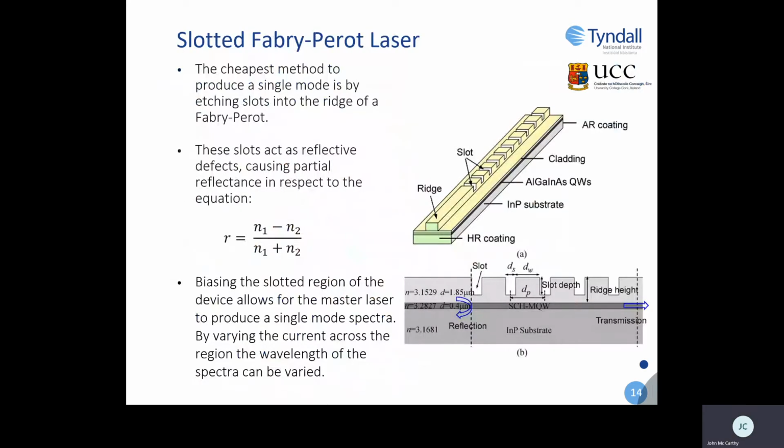So for telecommunications, it's ideal that the device is single mode. An easy way of achieving this is by creating a mirror region that has slots etched into the ridge. These slots are etched to a point above the active region and act as reflective defects along the ridge of the laser. By biasing the slotted region of the device, a single mode spectra can be produced, and by varying the current across the region, the lasing wavelength can be varied.